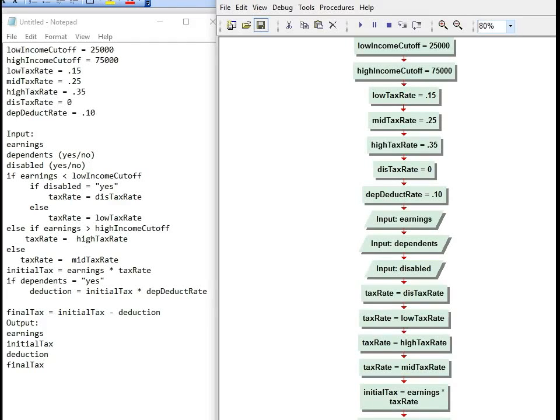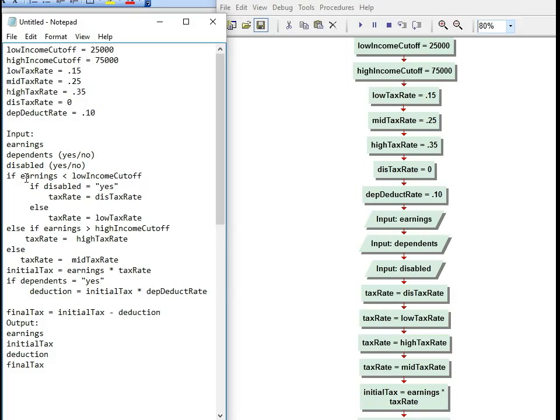All right, we're going to create a flowchart for the tax rate. I've already put a bunch of the blocks in there already, but what I'm going to concentrate on is the decisions. So right now we have all these deductions. So here's our assumptions, here's our input, and then we have this decision here: if earnings is less than low income cutoff.